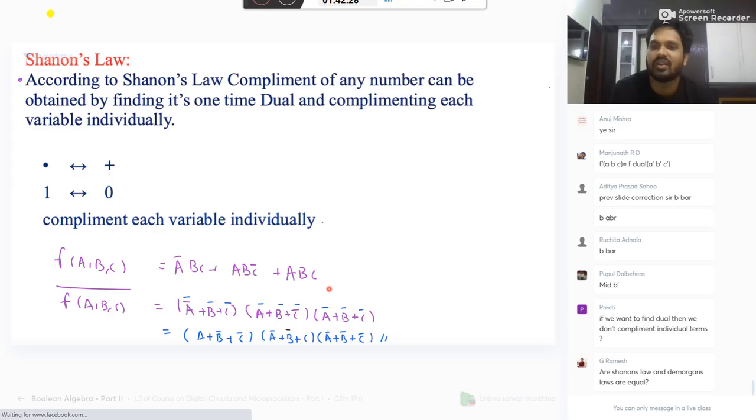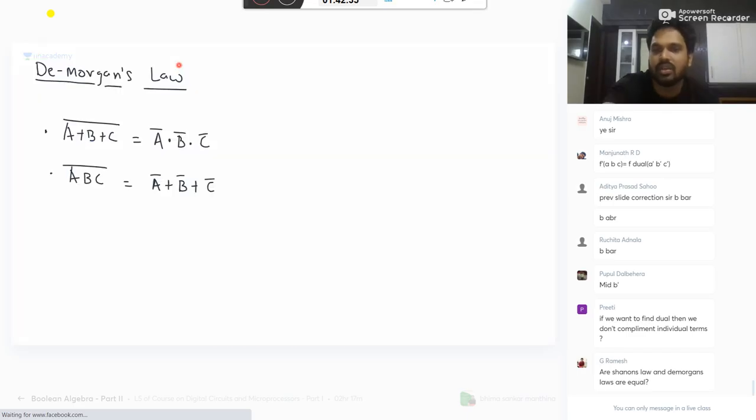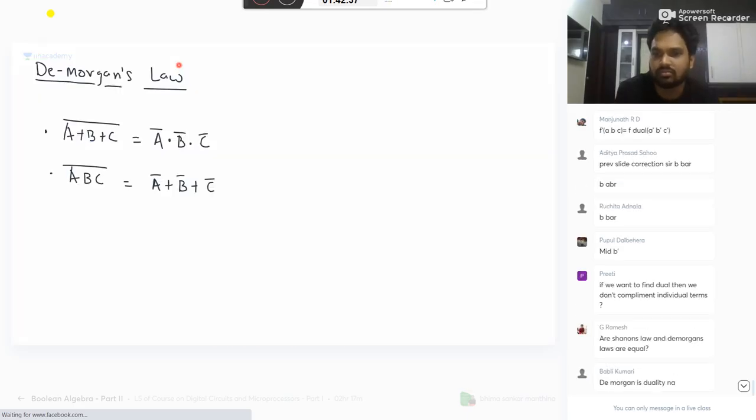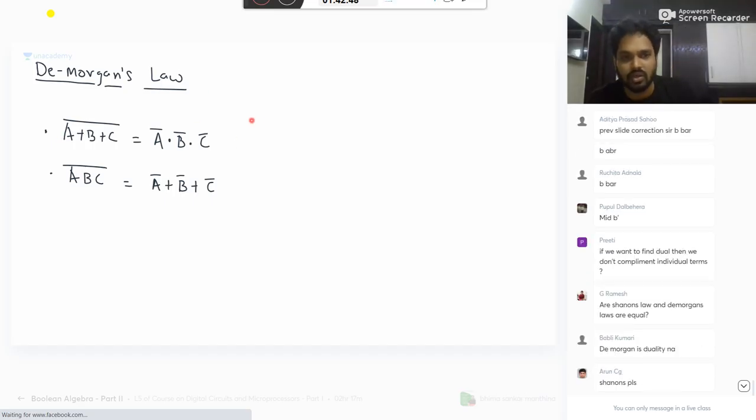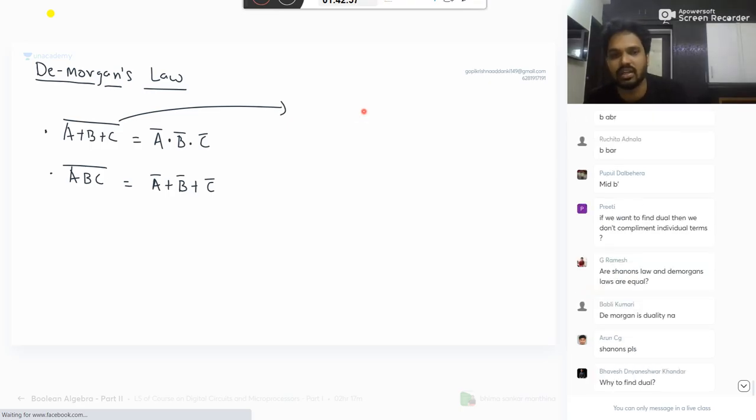Why can't you find the dual? You can find the dual for any function. Riti, without the dual, you can complement using De Morgan's law also. Both are saying the same. De Morgan is not the dual. The dual of a function means you should not remove the bar. The dual will not touch the variables. It only replaces plus with dot and dot with plus.